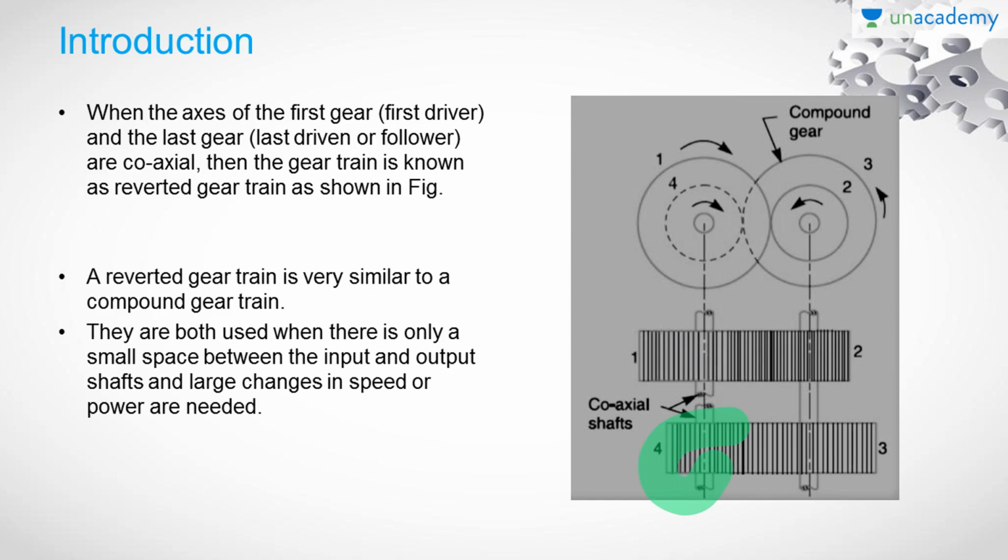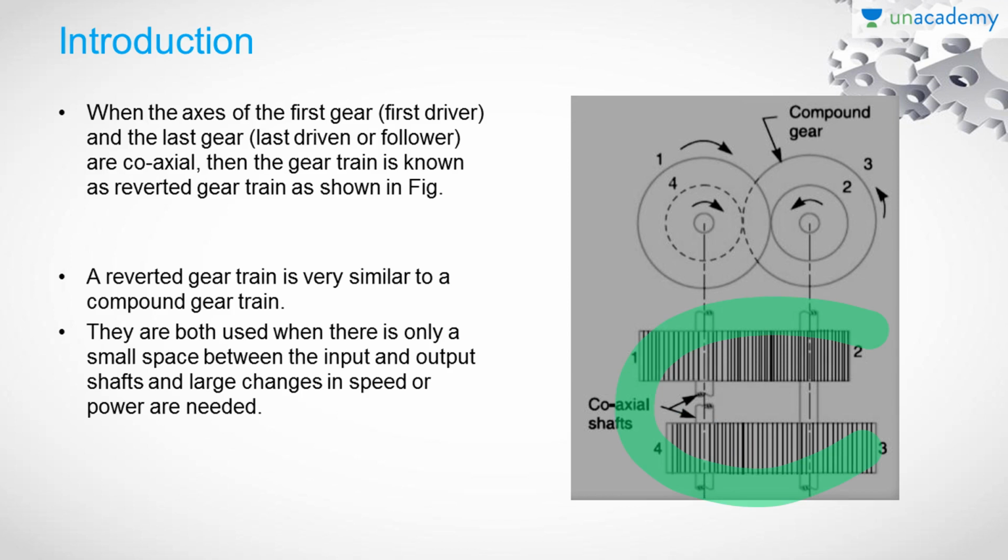So a reverted gear train is very similar to a compound gear train system, right? In the definition of the compound gear train system, we said that the transmission of power and motion takes place between shafts where there are two or more gears on a shaft. In this reverted gear train system, you can find a shaft where we have two gears on it. So this reverted gear train is very similar to a compound gear train.